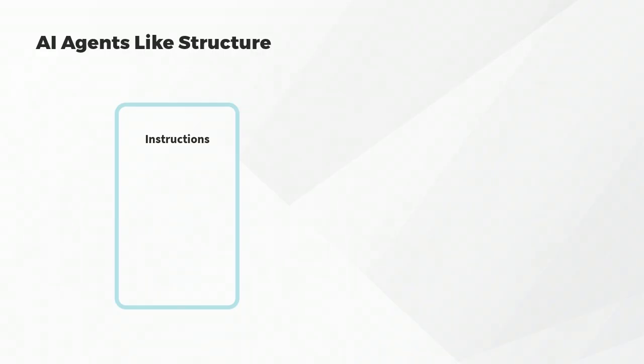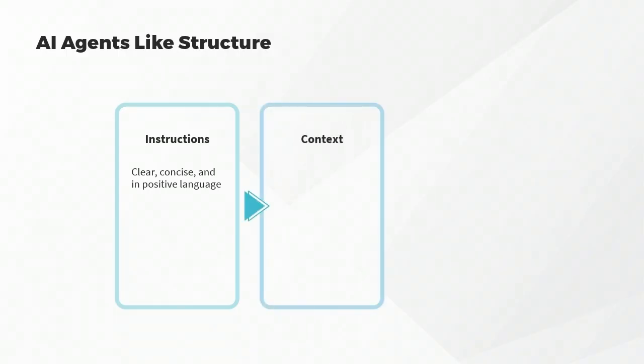First, start with instructions. Use clear, concise, and positive language to explain what you want the AI to do. For example, instead of saying, "Don't write a long email," say, "Write a concise email." Next is context. Provide relevant background information that helps the AI understand the situation or purpose of the task. This could include details like the audience or specific use cases.